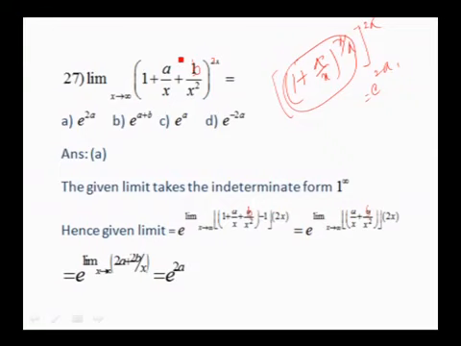See, this is 1 plus a by x plus b by x square minus 1, f(x) minus 1. So the limit as x tends to infinity of e to the power of (f(x) minus 1) into g(x). So it is 1 plus a by x plus b by x square minus 1, into 2x. If you simplify this one, a by x plus b by x square into 2x, if you multiply by 2x, you get 2a plus 2b by x. As x tends to infinity, this 2b by x tends to 0. So the answer is e to the power of 2a.